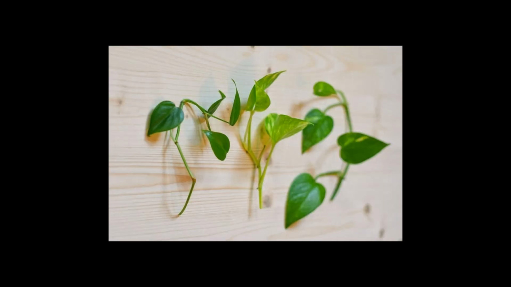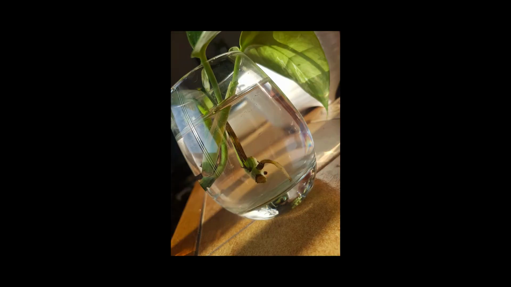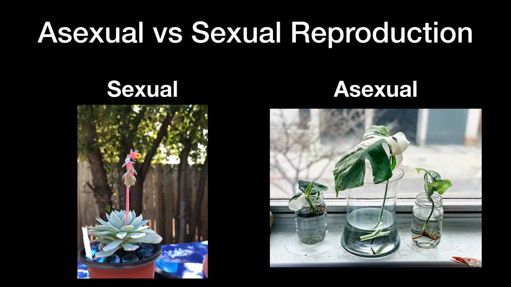So, hold on. How do we get from these cuttings here to cuttings that grow roots from areas on the node where they didn't necessarily have roots to begin with? To understand that, I first started with understanding sexual and asexual reproduction.